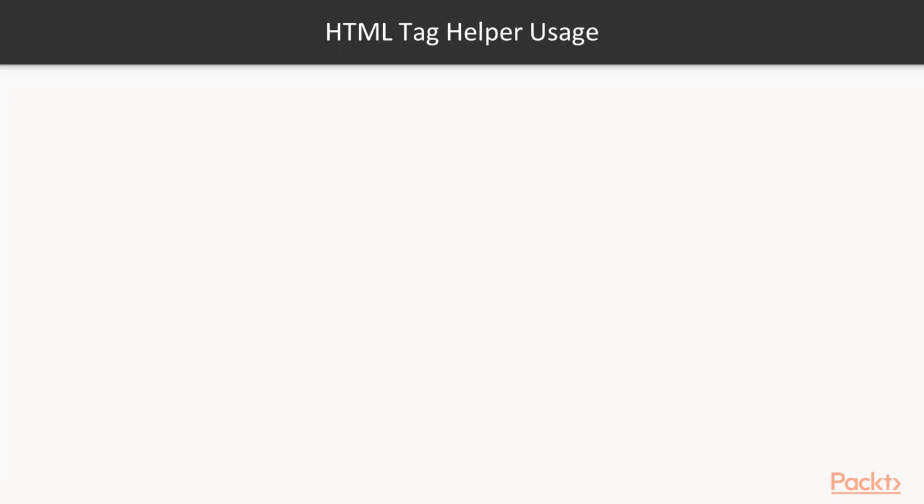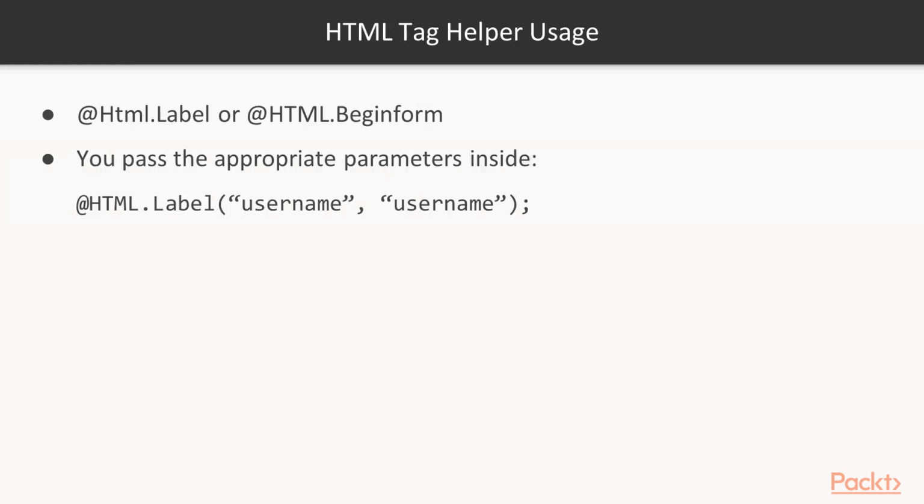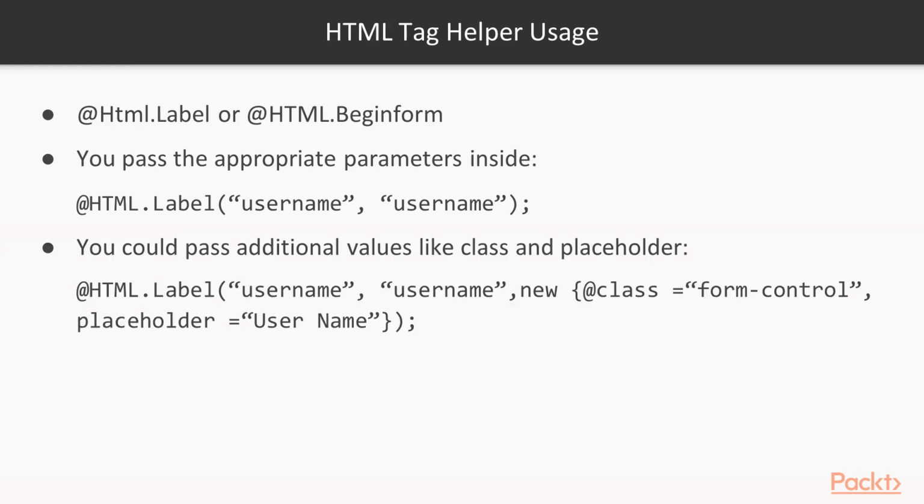To use an HTML helper, you use it like this. It starts with the Razor @ symbol and is followed by Html, then a dot, and then the name of the tag. The appropriate parameters can then be passed, like the name, ID, and HTML attributes. Additional values like the HTML attributes can be passed as an anonymous object. When you want to pass the CSS class attribute, it must be prefixed with the @ symbol to avoid the conflict with the C# class keyword.